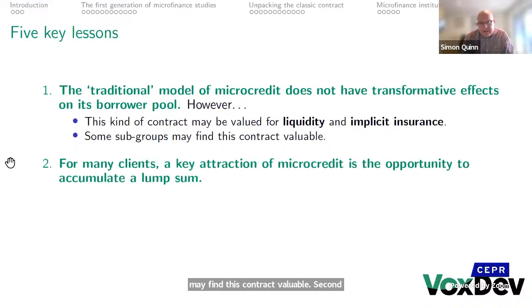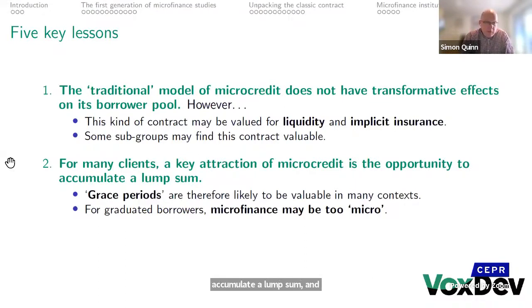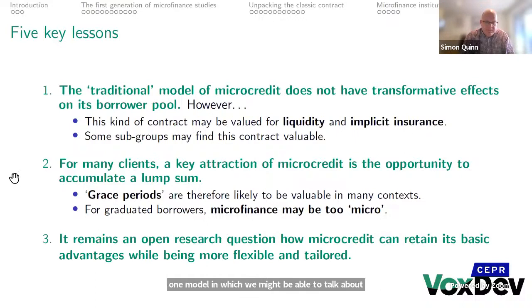Second, for many clients, a key attraction of microcredit is the opportunity to accumulate a lump sum. And so if we're talking about the kind of borrowers who are very keen to accumulate a lump sum, most obviously, for example, for lumpy business investment, then grace periods are therefore likely to be valuable in many contexts. Further, for graduated borrowers, microfinance may be too micro, quote unquote. That's to say, there may be exciting possibilities for strongly backing borrowers who have showed that they are capable of repaying loans and who have profitable investment opportunities. And Mohammed has already talked about asset-based finance as one model in which we might be able to talk about strongly backing such borrowers in future.